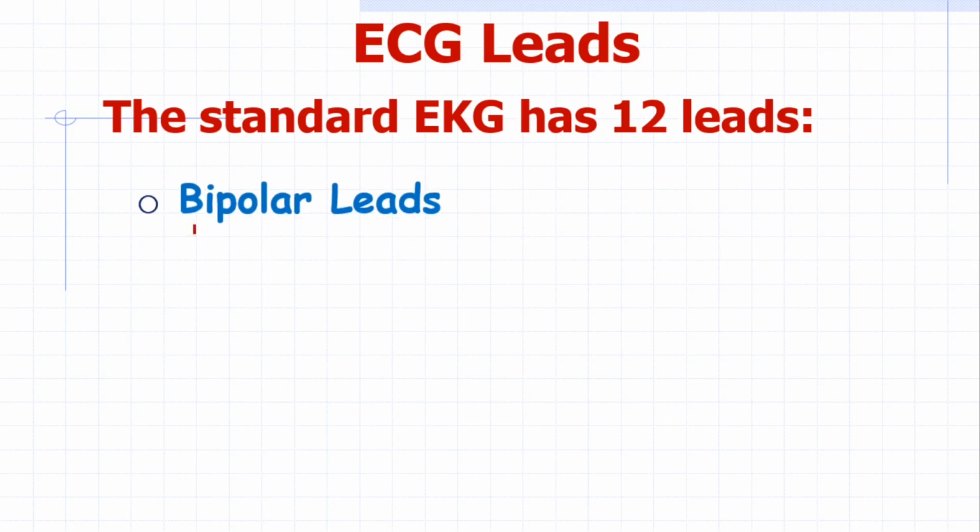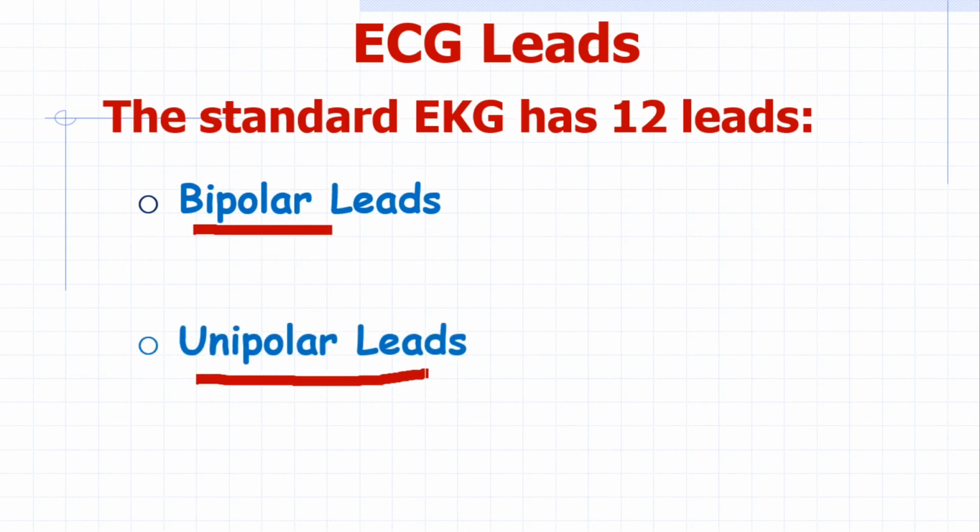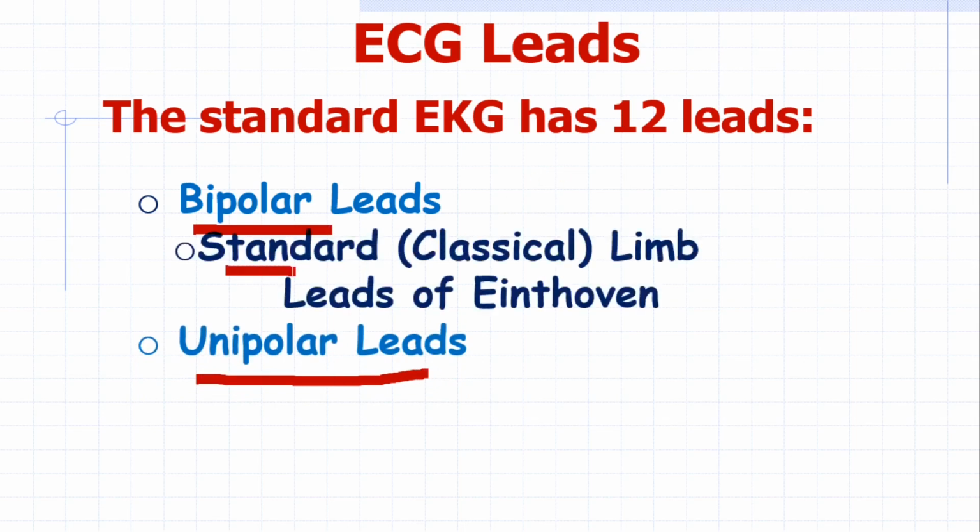The first group of leads is bipolar leads. The second group of leads is unipolar leads. In the bipolar leads there are a total of 3 leads. They are also called standard or classical limb leads, as described by Einthoven, so they are also called Einthoven's leads. These are the only 3 leads which are called bipolar limb leads. The other 9 of the total 12 lead ECG are all unipolar leads, where only one active electrode is used.